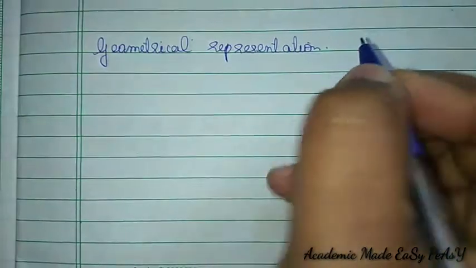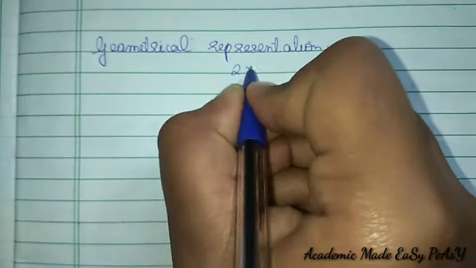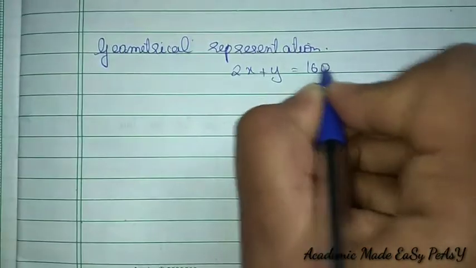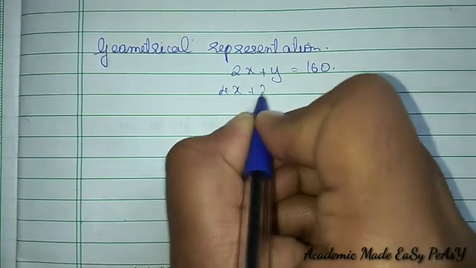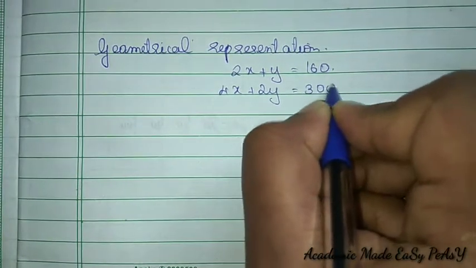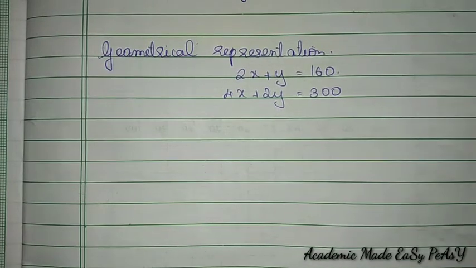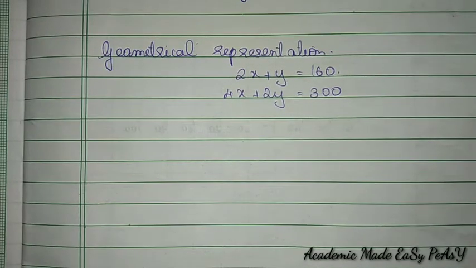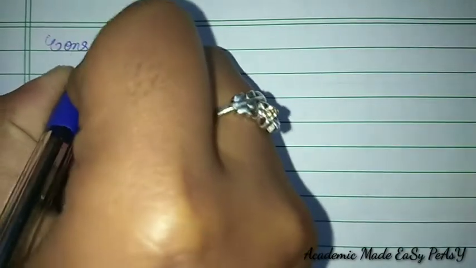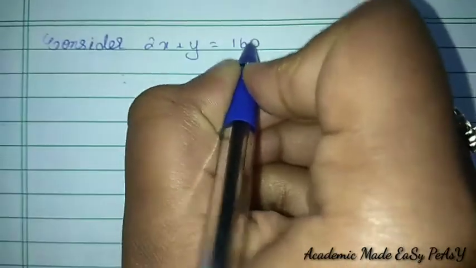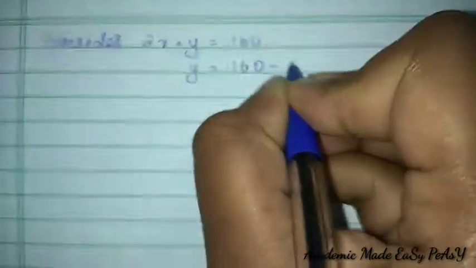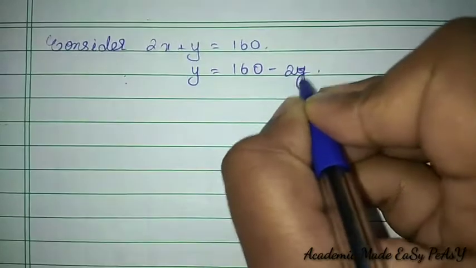So what are equations 1 and 2? It is 2x plus y is equal to 160, and the second is 4x plus 2y is equal to 300, isn't it? Now let us consider the first equation, that is 2x plus y is equal to 160. So now I will take y is equal to 160 minus 2x.